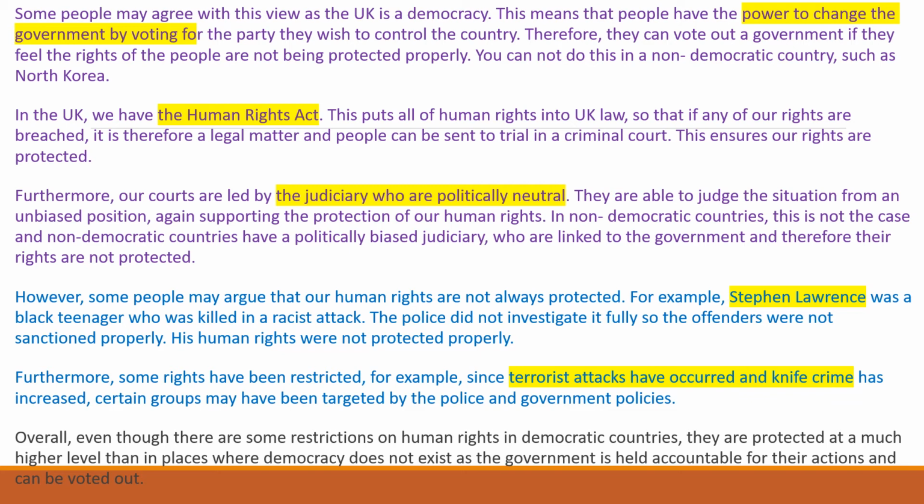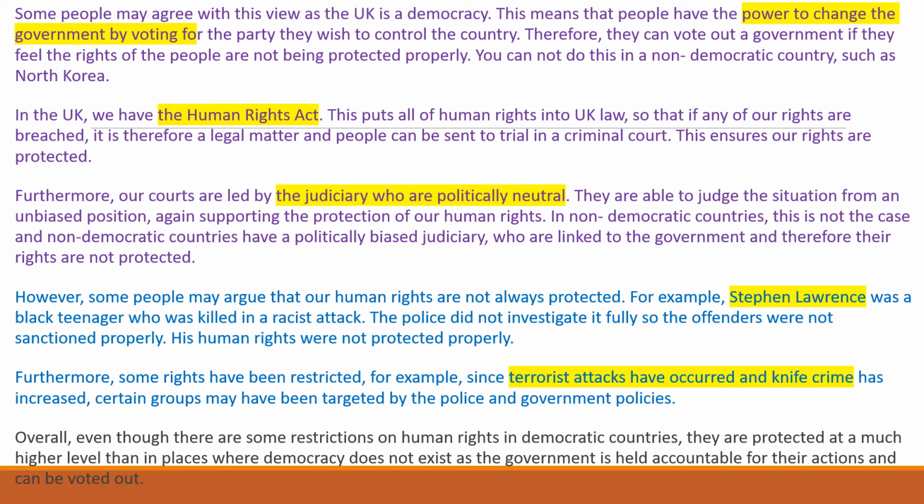For example, Stephen Lawrence was a black teenager who was killed in a racist attack. The police did not investigate it fully, so the offenders were not sanctioned properly. His human rights were not protected properly. Furthermore, some rights have been restricted.